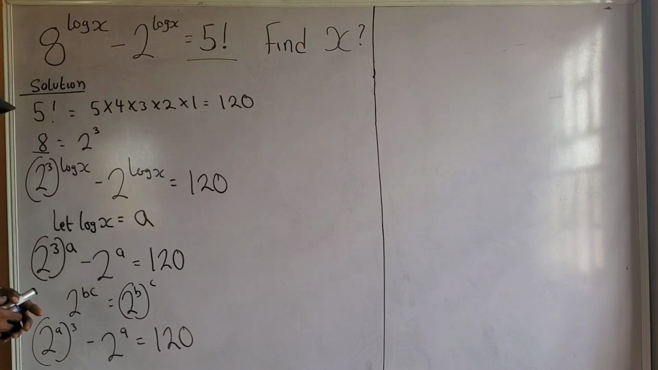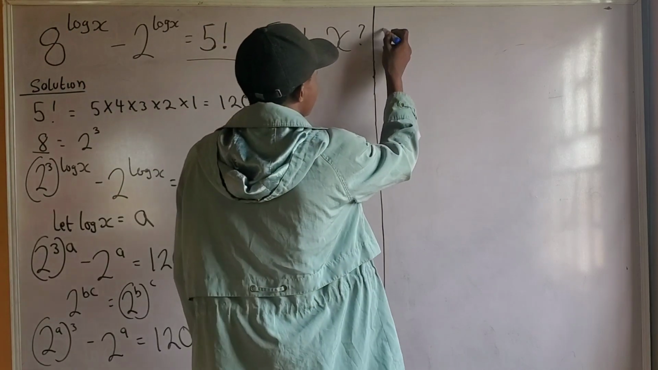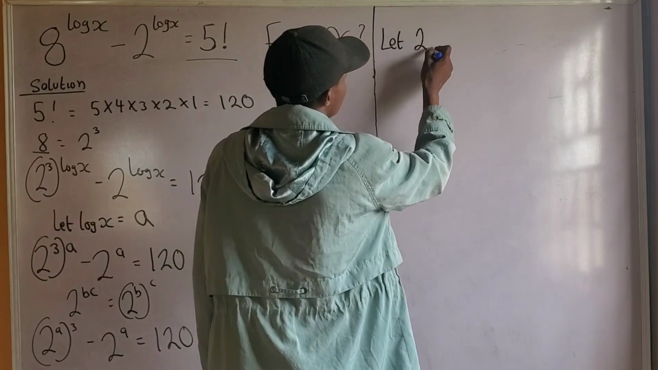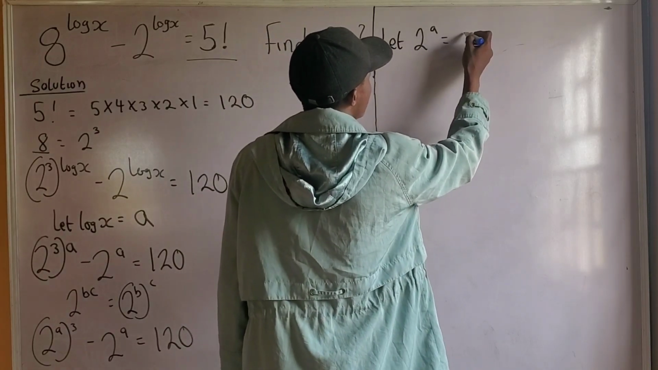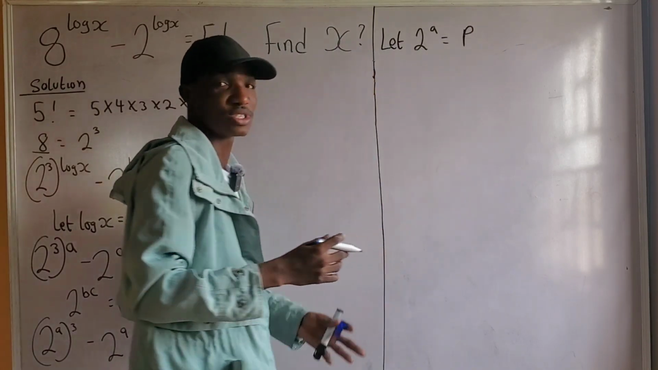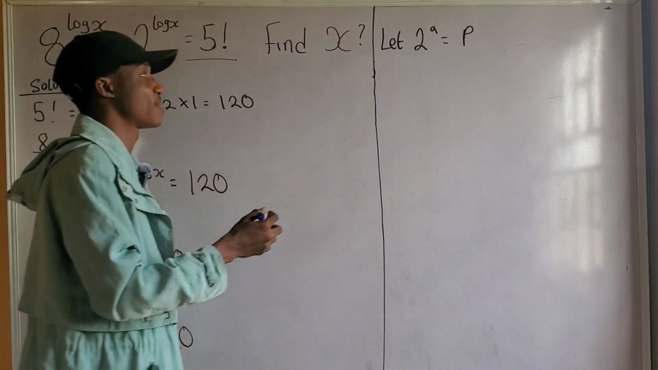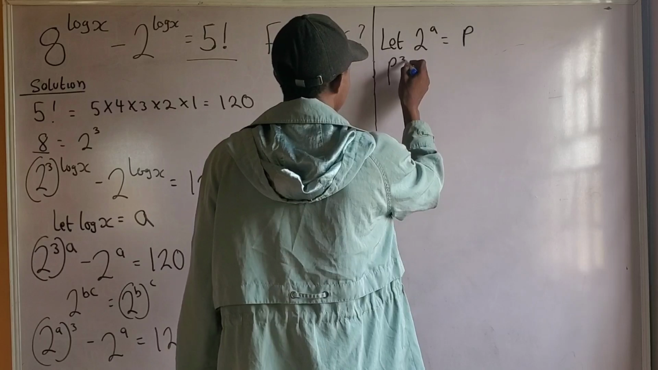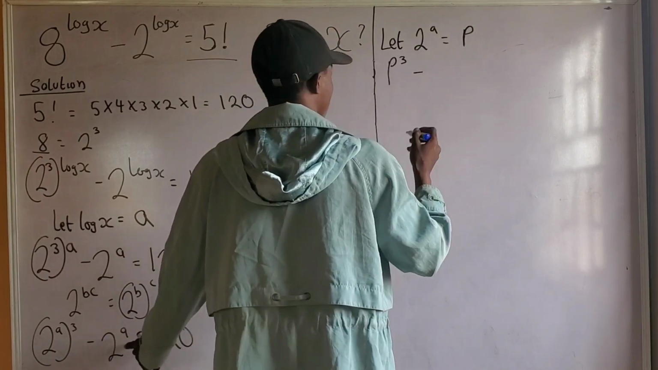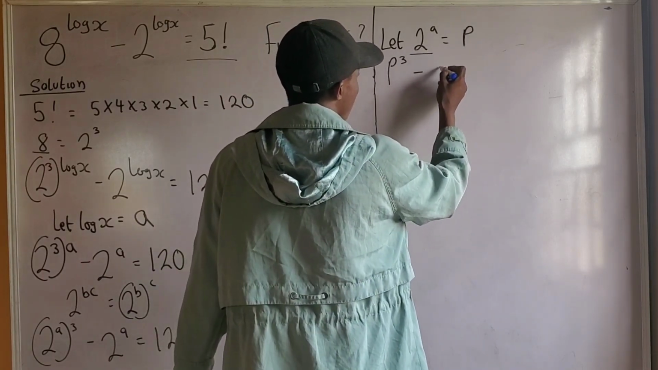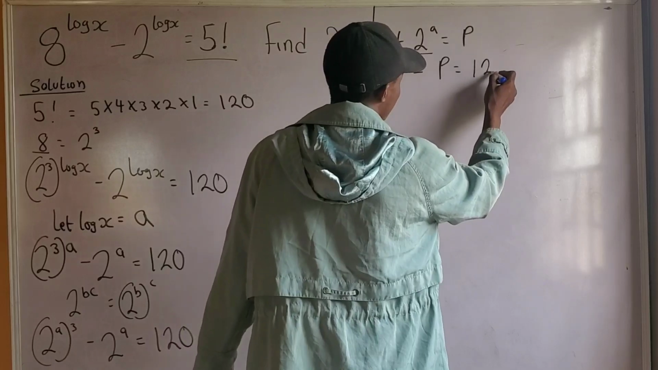Okay? Now, the next step is that let 2 raised to the power of a equal p. Do you understand? We set it equal to another letter. So for this, I'm going to have p raised to the power of 3 minus 2 raised to the power of a, I'm going to have minus p equals 120.